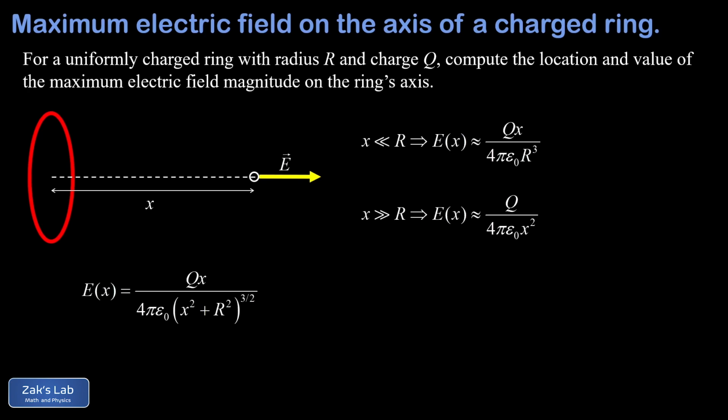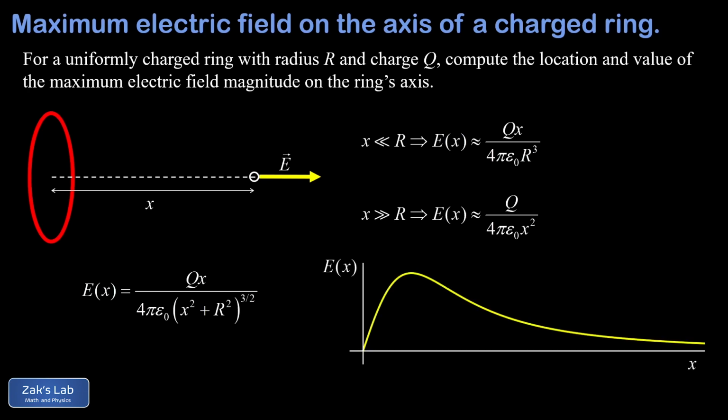Then when x becomes large compared to the size of the ring, in other words, x is much bigger than the ring's radius, the formula for the electric field reduces to the field of a point charge. And this makes sense because the ring will appear to be a point with charge Q if we move far enough away from it. This also means the electric field decreases asymptotically to 0 in the large x limit.